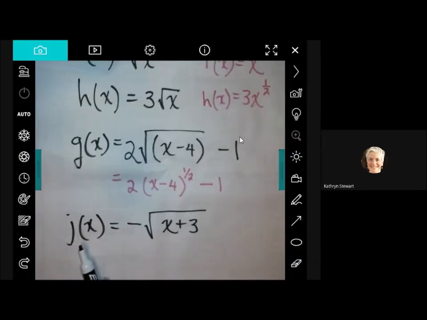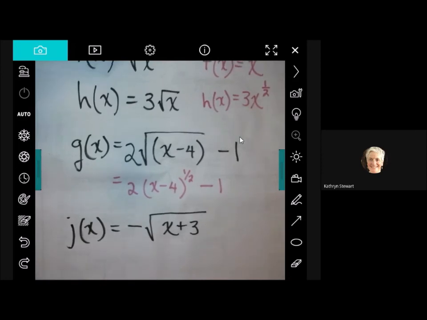So here's j of x, right? We shifted the whole graph left 3, which means I have to plug in a -3 to get a 0, and that shifts the whole graph to the left. And this negative then negates all the y values. So all the y values that were positive are now negative.